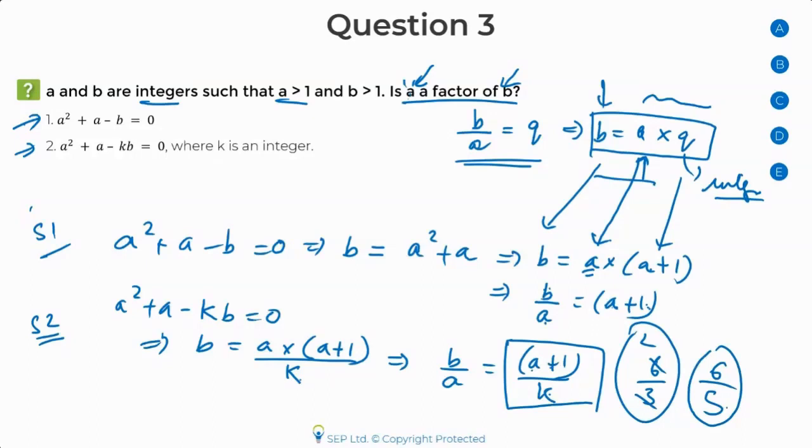But the idea is, since you don't know the relation between these two, you cannot be sure whether this is an integer or not. If you're not sure about it, you cannot comment. So this is not sufficient. This is sufficient. So the answer in this case is going to be option A.